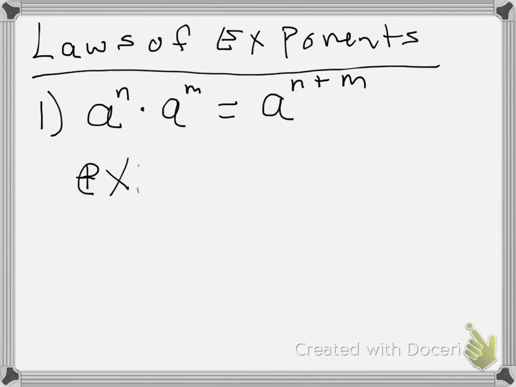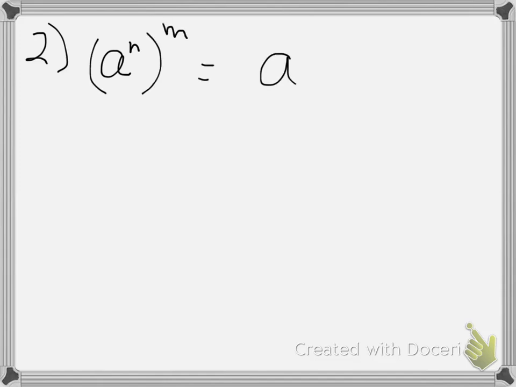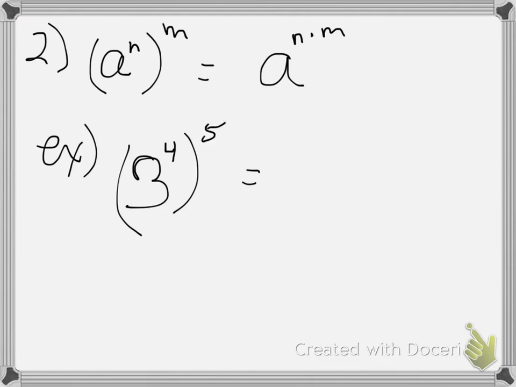So, example, if I had 3 to the 4th power times 3 to the 5th power, that becomes 3 to the 9th power. Now, that second one, a to the m power, all of that raised to the n power. When we raise a power by a power, we multiply the exponents. Nice example here. How about 3 to the 4th, all raised to the 5th? That becomes 3 to the 20th power.